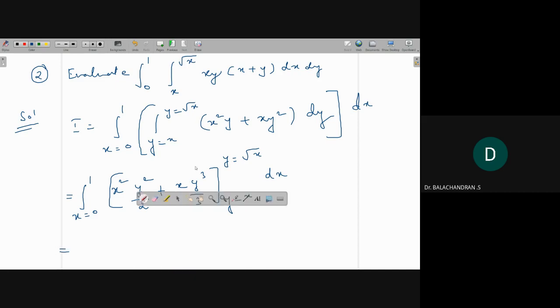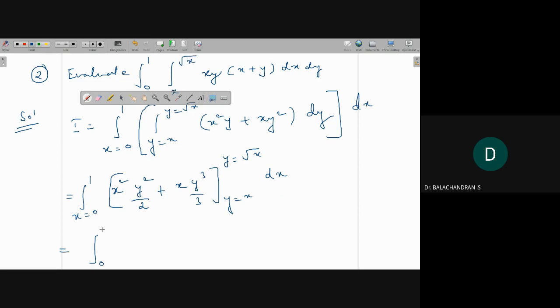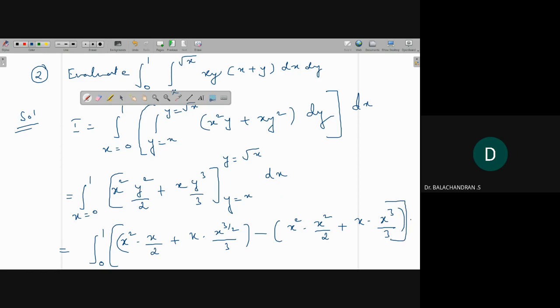Now apply the limits. For y equal to root x: x square into y square by 2 is x by 2, plus x into y cube by 3 is x power 3 by 2 by 3. The upper limit is over, minus the lower limit. For y equal to x: x square into x square by 2, plus x into x cube divided by 3, into dx. Now simplify.